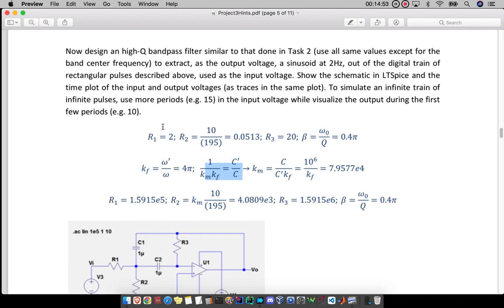So basically for R1, R2, and R3 individually, we multiply each resistor by this scalar factor. And that's how you come out with this.